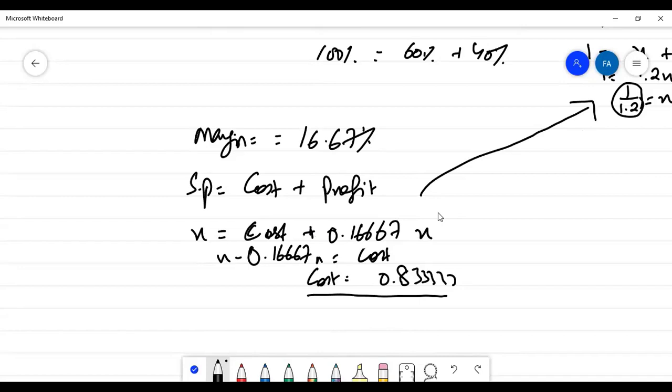So this is how you solve. According to me, this is the easiest method, but it all depends on you. If you want to go for the margin and markup formula, if it is easier for you, you can go for that. If this is easier for you, you can go for this, because now you have two ways. At least it should be remembered by you at the time of examination so that you can solve your answer.